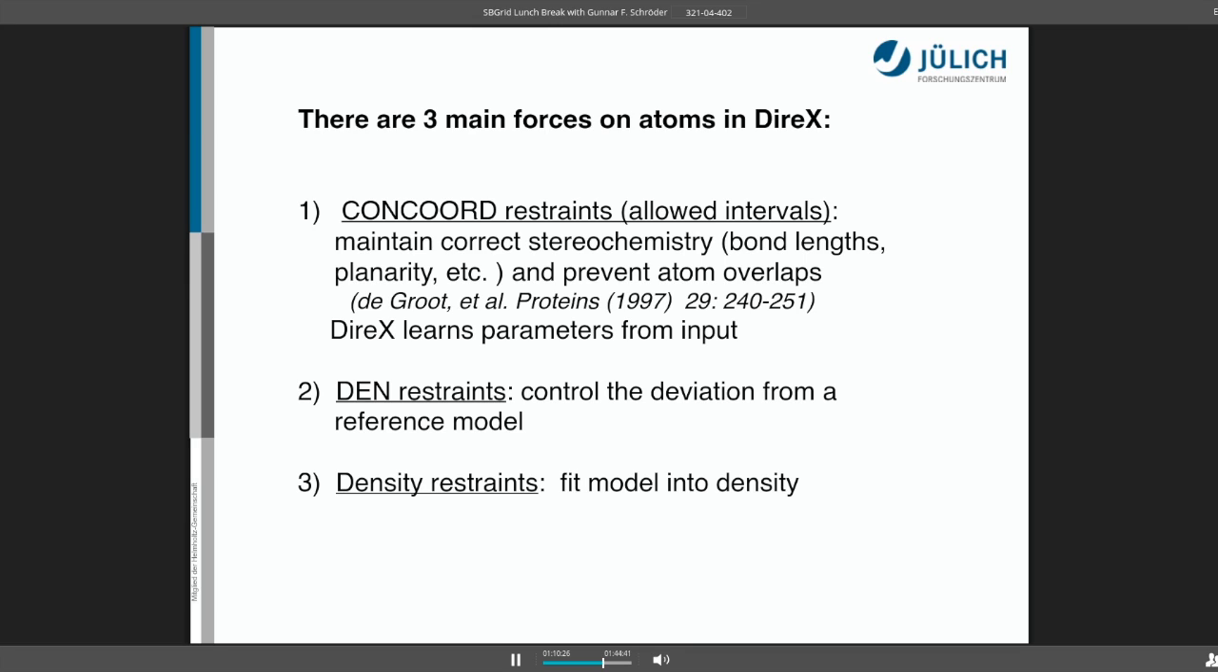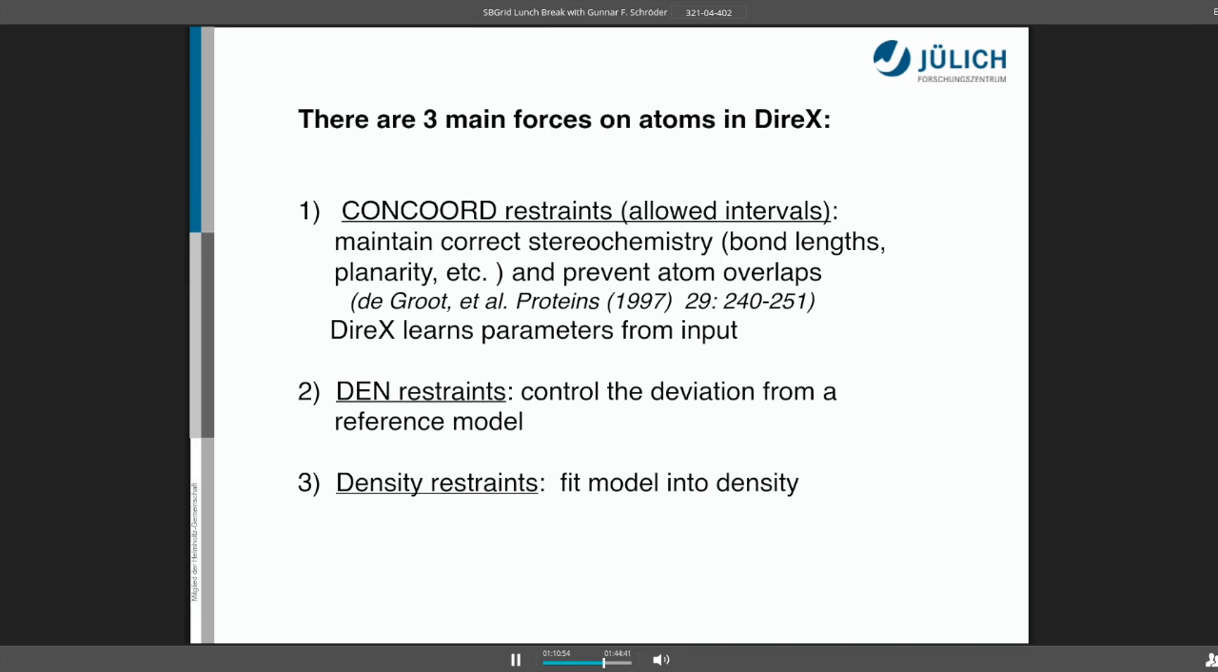But all the restraints are allowed intervals. So because you have a certain interval on all the restraints, that means you have a certain region in conformational space that is allowed and accessible, and Concord samples this allowed conformational space. And there's one point that makes it a bit different from the original Concord algorithm.